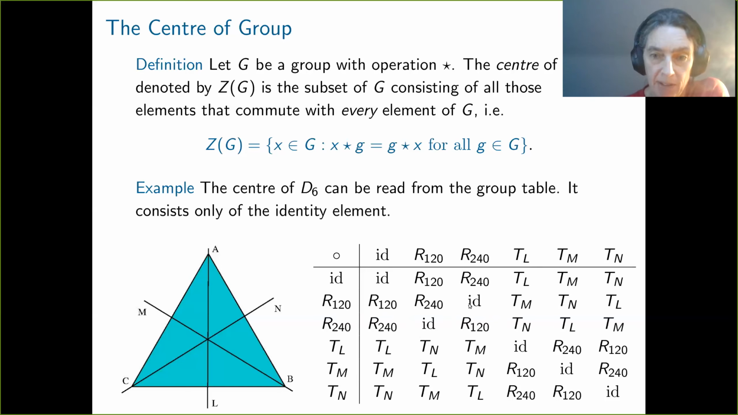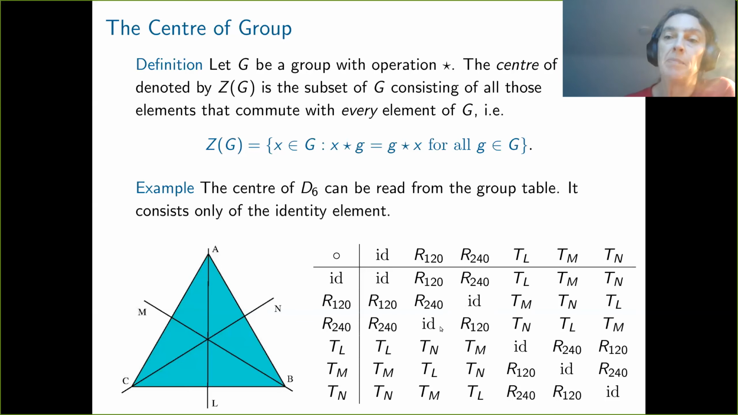So we see that the two elements, these two diagonally opposite positions in the table, are the same. Basically, if two elements commute with each other, then in the group table, corresponding to that situation, we have a pair of elements in diagonally opposite positions that are the same element.